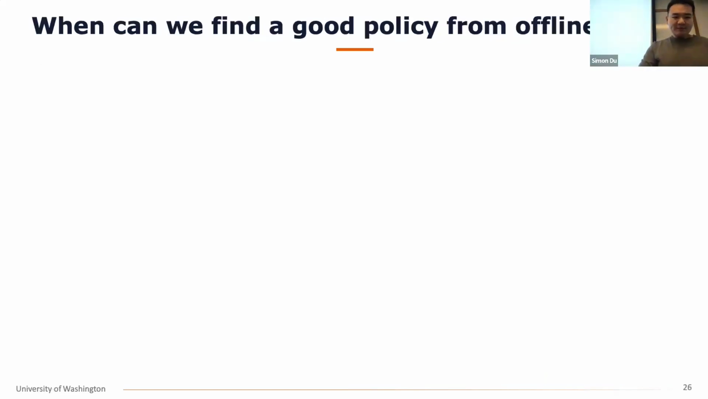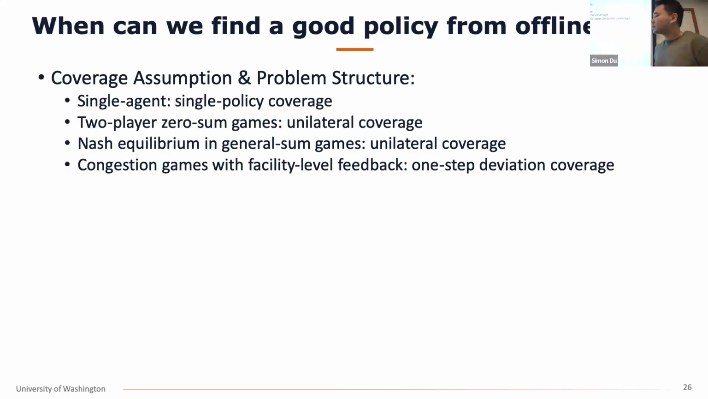All right, so to complete this talk, basically we show that there's a very interesting structural requirement you need to learn optimal policy or Nash equilibrium from offline data. For single agent, what you need is single policy coverage. You only need to cover the optimal policy. For 2-player zero sum or general sum, basically you need this unilateral coverage. But if you have some structures in your game, for example, congestion game with facility level feedback, you only need a much weaker condition, like a 1-step deviation coverage.